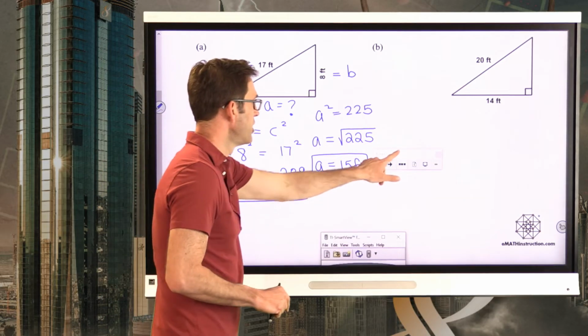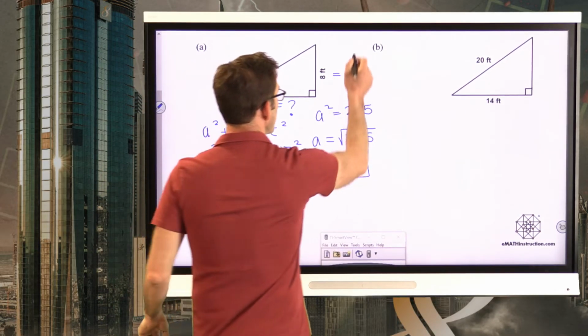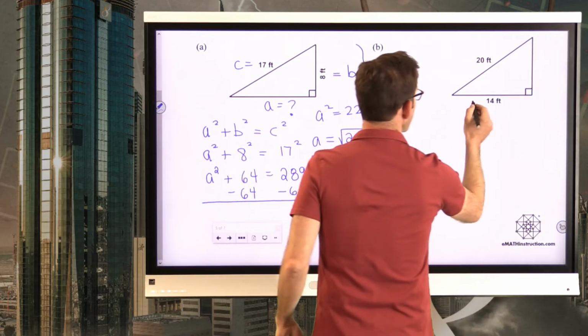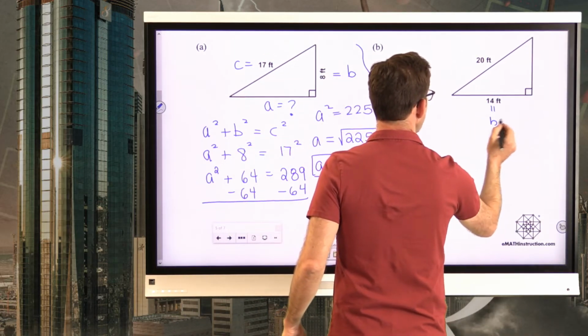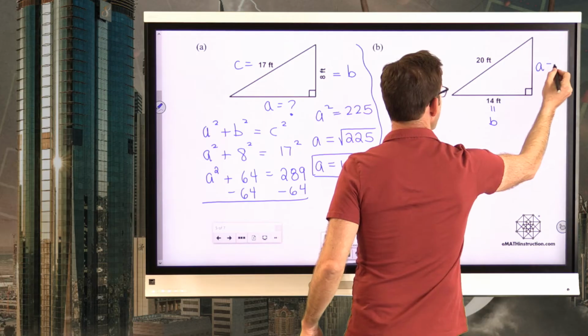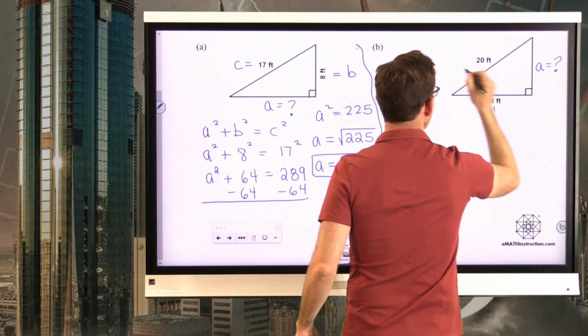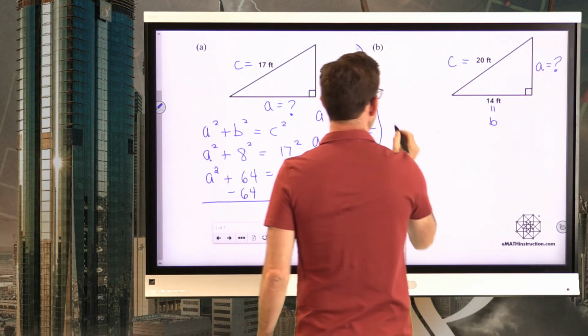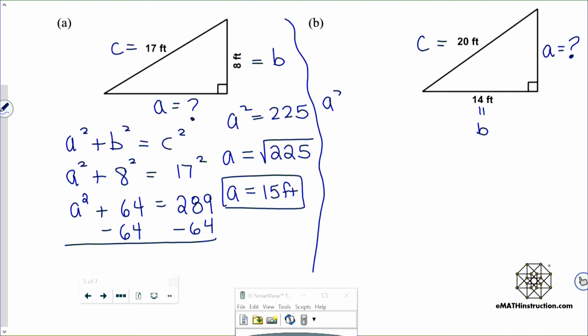All right, let me get this over here. I'm going to again let this be equal to B. I'm going to let A be the one I don't know. I'll put a little question mark there. C is equal to 20. So I'm going to have A squared plus B squared equals C squared. I don't know A squared. B is 14. C is 20.